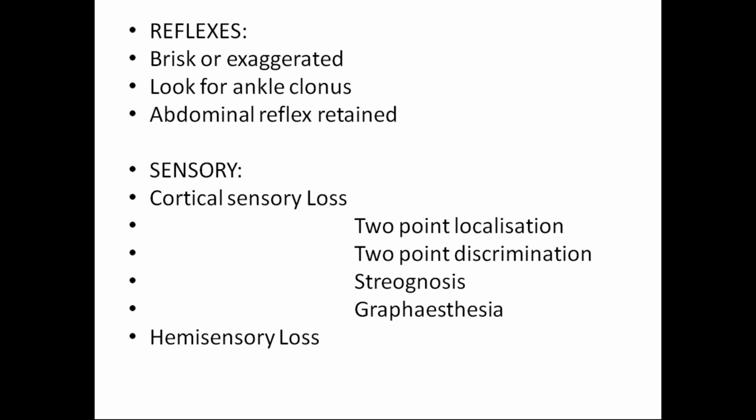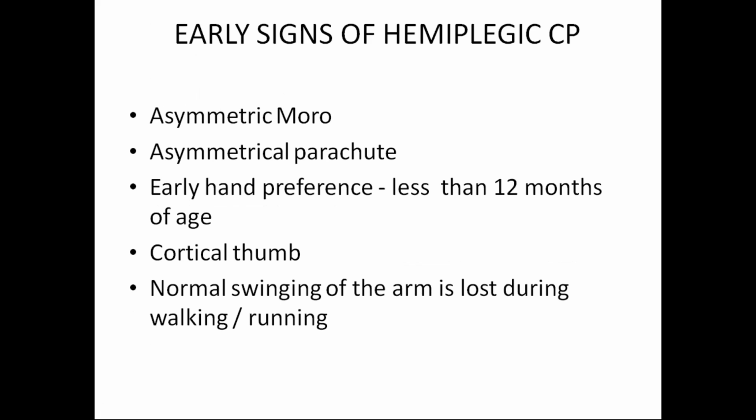Okay, and hemisensory loss can be present down the pathway from the internal capsule down; the sensory system can be affected. And a few things regarding the early signs of hemiplegic CP. In pediatrics, you want to know, you're not going to wait for so long to find that yes, half of the brain is already lost.